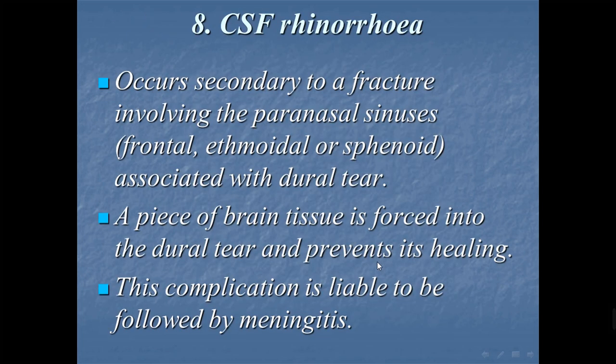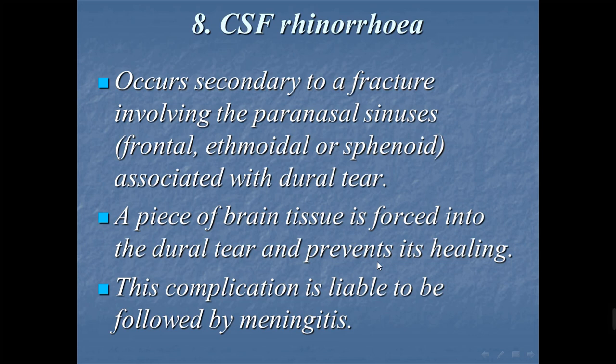The last type of secondary brain injuries is CSF rhinorrhea. I told you about this in the last lecture when we spoke about skull-base fractures. So CSF rhinorrhea occurs secondary to a fracture involving the paranasal sinuses, frontal, ethmoidal, or sphenoidal, associated with a dural tear. A piece of brain tissue is forced into the dural tear and prevents its healing. I mean, this brain tissue will enter between two edges of the dura, and there will be no healing of the dura, so the CSF will keep coming out and, through the cribriform plate, go to the nose.